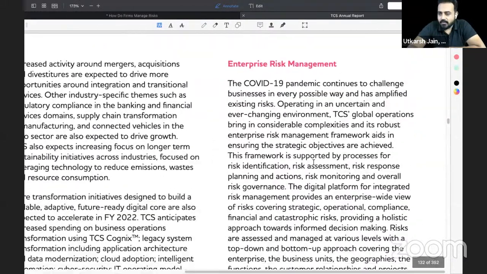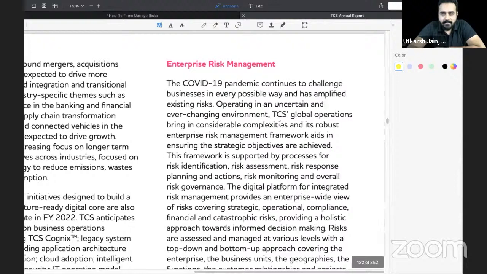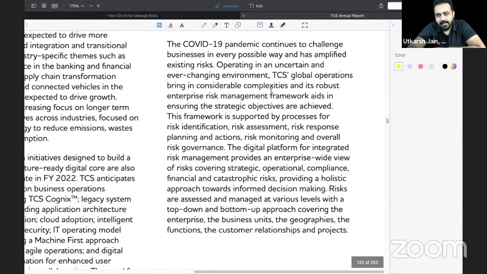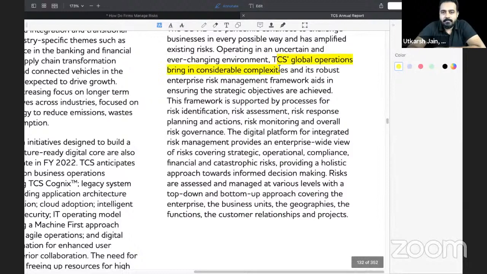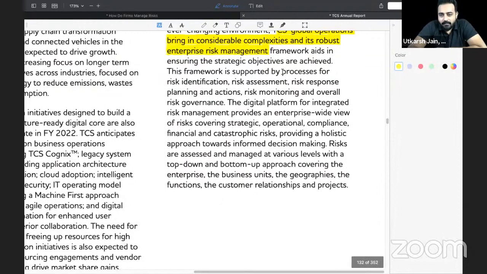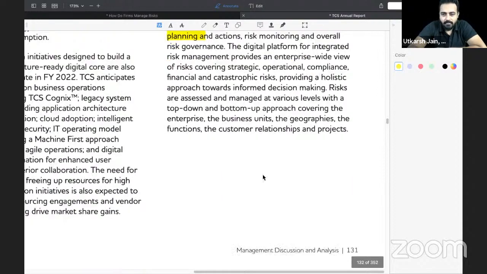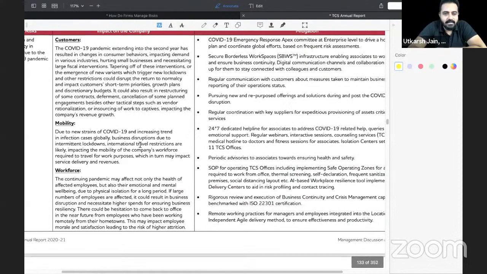So COVID-19 continues to be a challenge. Remember, this is the 2021 annual report. So COVID-19 continues to be a challenge, operating in an uncertain environment. TCS global operations bring considerable complexities and require robust enterprise risk management. In the previous reading, we discussed enterprise risk management. We discussed that enterprise risk management is about looking at risk from an aggregate perspective, from a totality perspective. Now, the focus is on process identification, risk assessment, risk response, planning and action, and so on. All right, so here is their key risk.